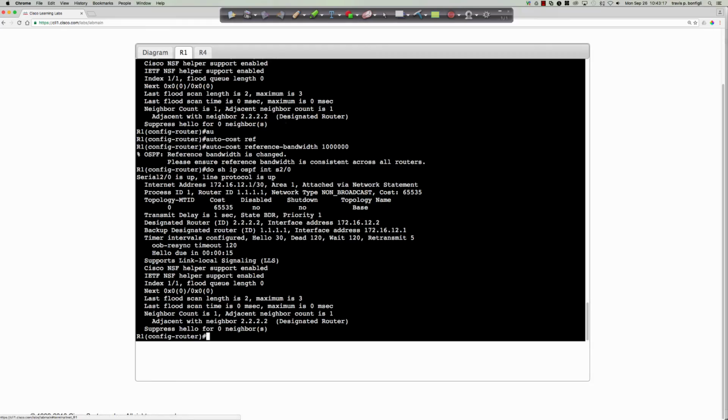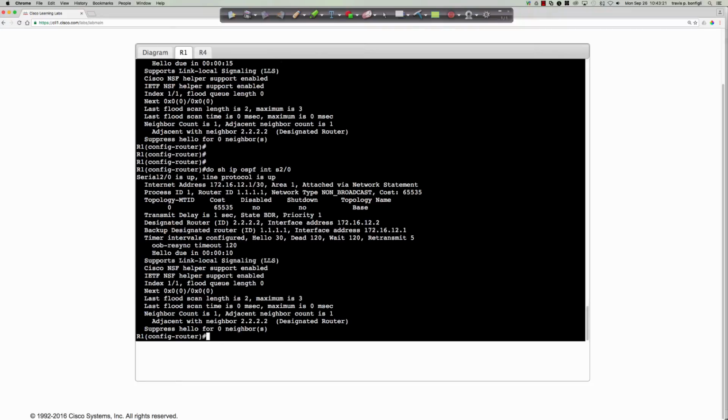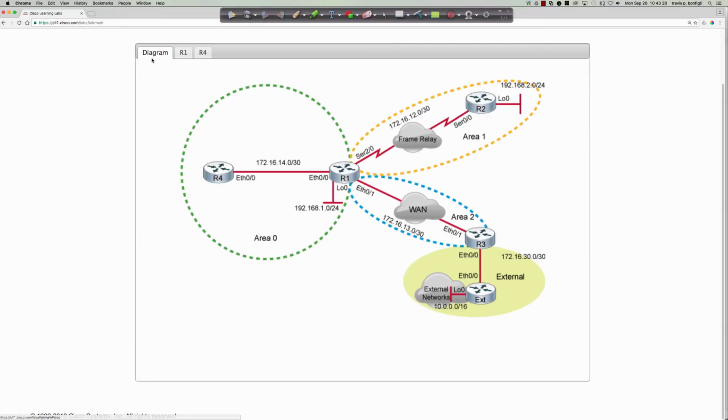Let's go ahead and take a look at that. We've been tweaking the cost there, so 65,535 is the cost there. What do we have? Is that all we need to add up? We're going to talk about the loopback in just a second. The cost here is 10. The cost here is 65,535.